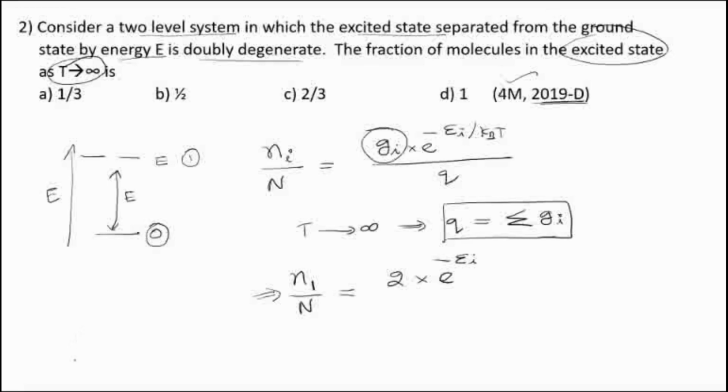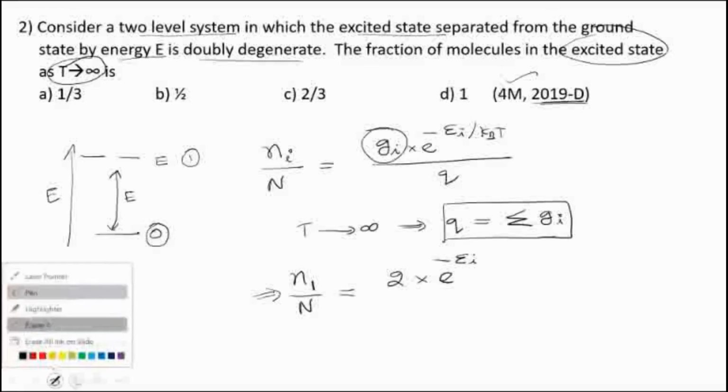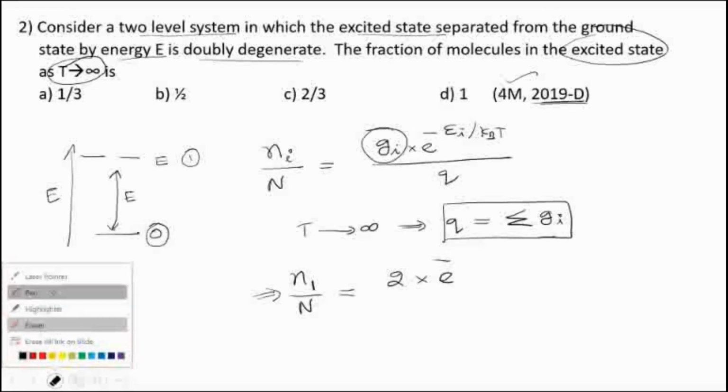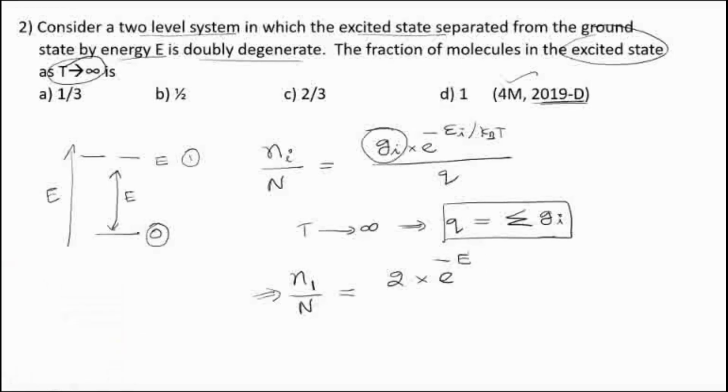The energy of the excited state, that information is given, is capital E by k_B T, whole divided by Q. As temperature approaches infinity, Q becomes equal to the sum of degeneracies. In the ground level, the degeneracy is 1. It is a non-degenerate level, so the degeneracy is 1. In the excited state, the degeneracy is 2. So Q is equal to 1 plus 2 here.